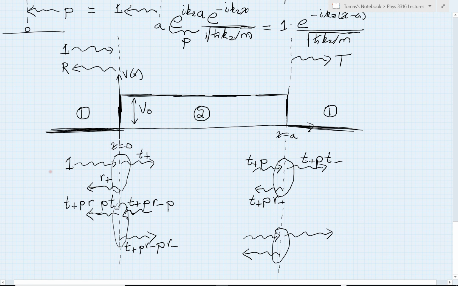Now that we have our basic form of the solution, I think it's good to sit down and write down the total amount of transmissions that we have and total amount of reflections very carefully.